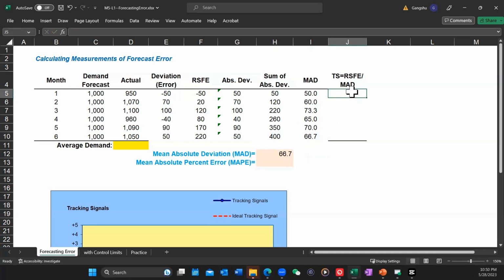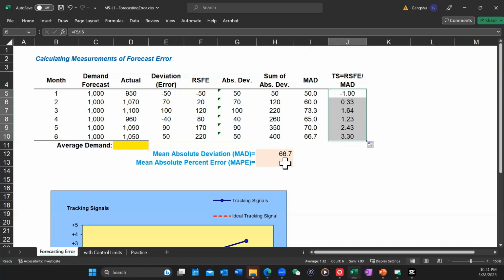The tracking signals will be equal to running sum of forecast error divided by MAD. So we have that data point. And then we just fill all cells to get the tracking signals for every month in the last 6 months.